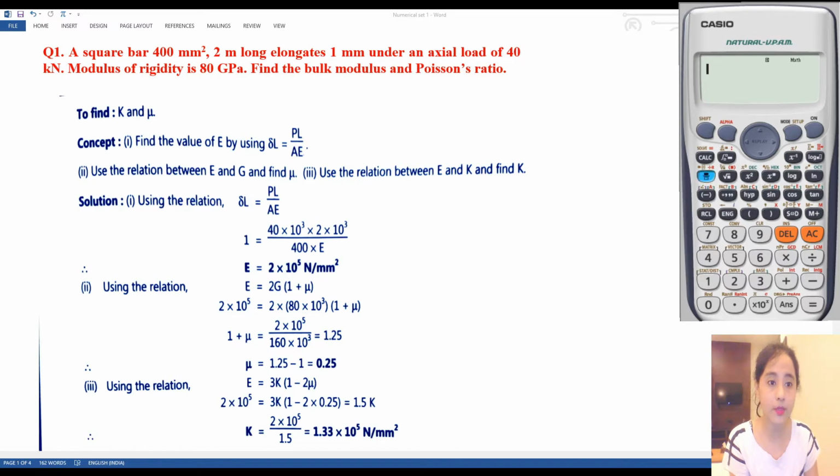So it will be coming 40 into 10 raised to power 3 into 2 into 10 raised to power 3 divided by 400.